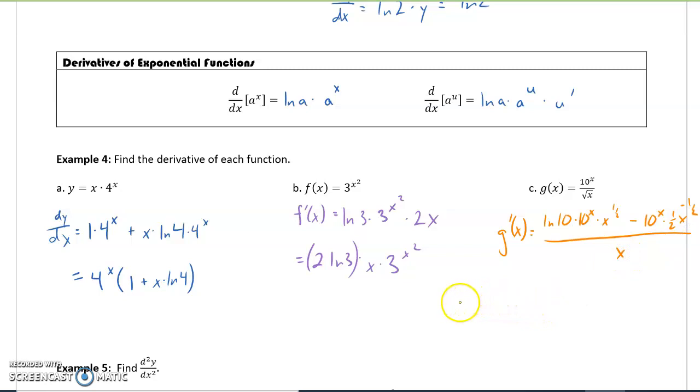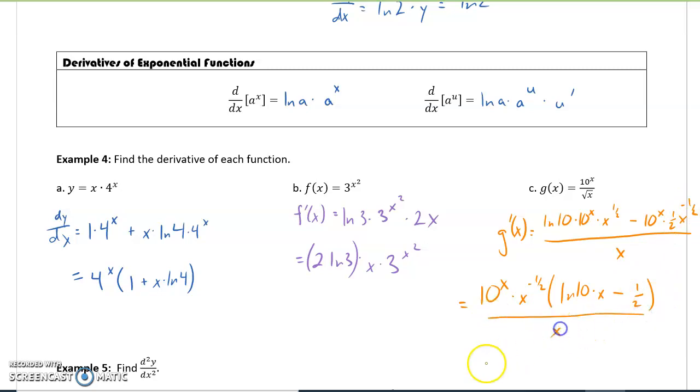So I'll factor out a 10 to the x. I'll also factor out an x to the negative 1/2. And that's going to leave me with a natural log of 10 in the first factor, or the first term rather. Also an x, right, because x to the negative 1/2 times x to the 1 is going to give us x to the positive 1/2. Minus, and then this is gone. The 1/2 is still there, but the x to the negative 1/2 is gone. So that cleans up fairly nicely.